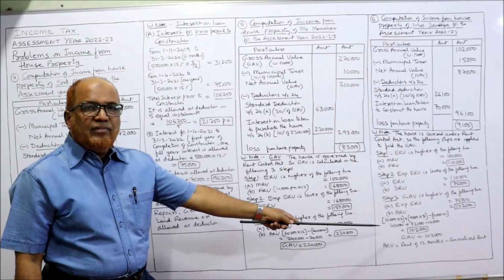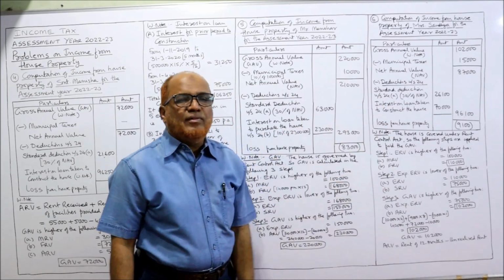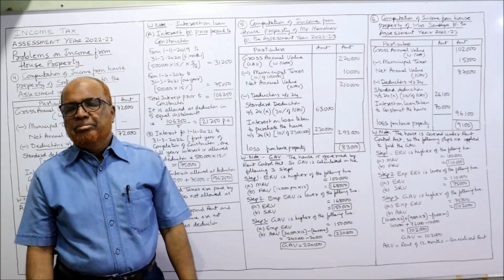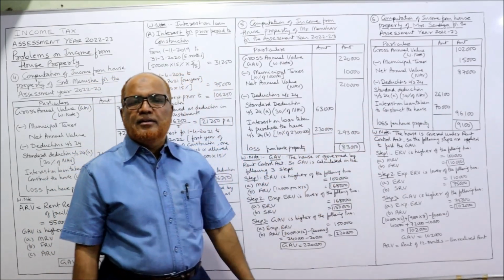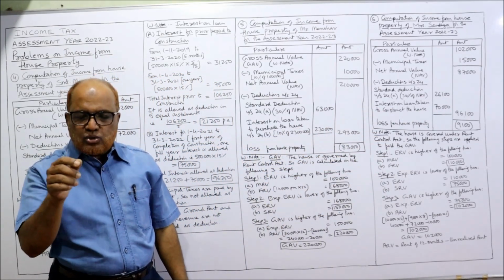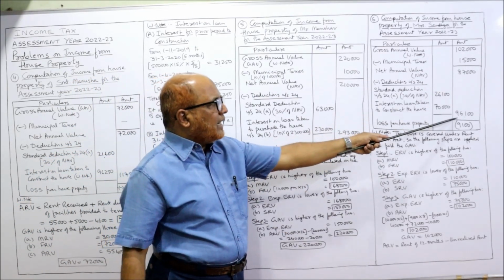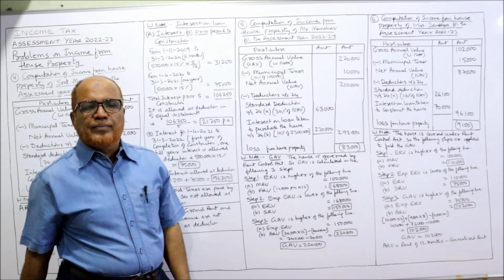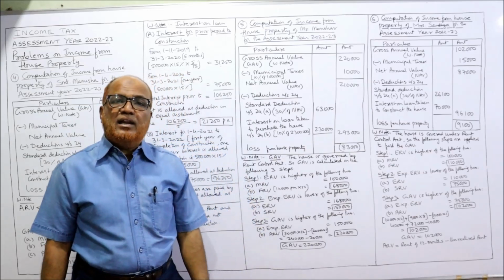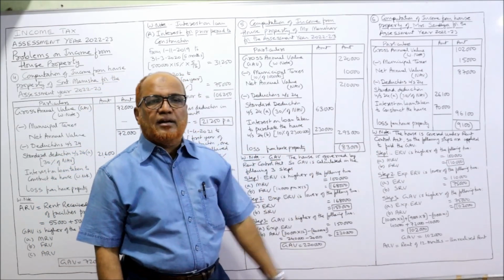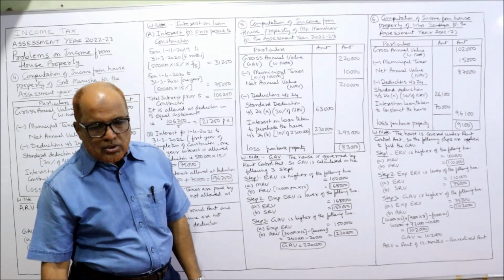Now this GAV 1,02,000, take 1,02,000 minus municipal taxes 15,000, 87,000 is the NAV. Now deduct standard deduction 30% of NAV is 26,100. Interest on loan taken to construct the house directly given in the problem, no calculations, nothing, 70,000. So total 96,100 deduct. So 87,000 minus 96,100, again you are getting negative figure, minus 9,100. That means it's a loss. Loss from house property 9,100.